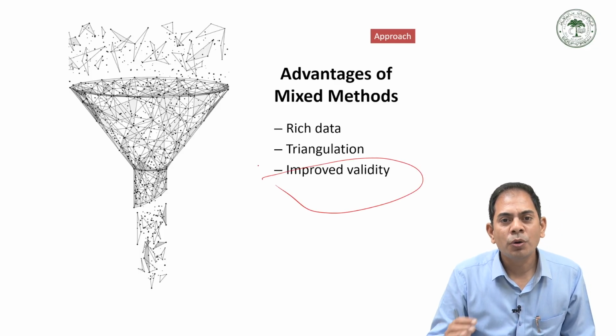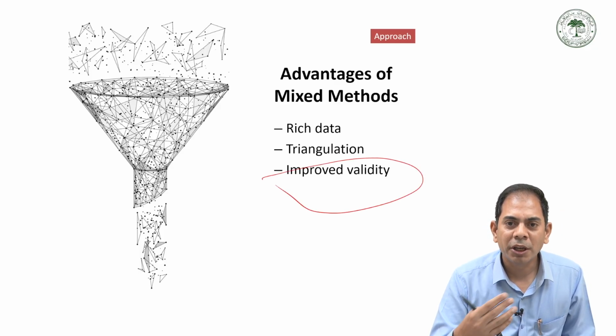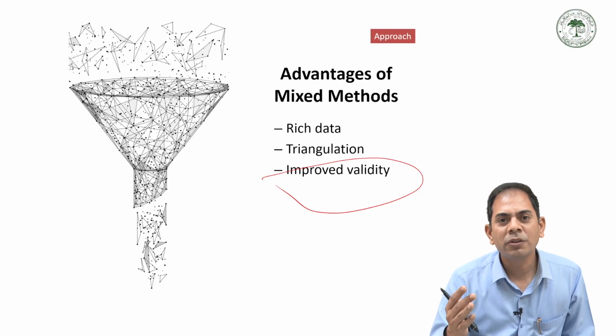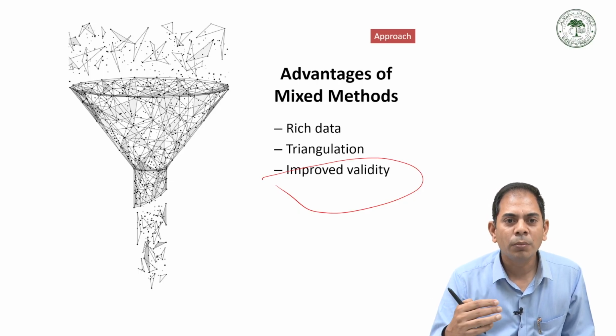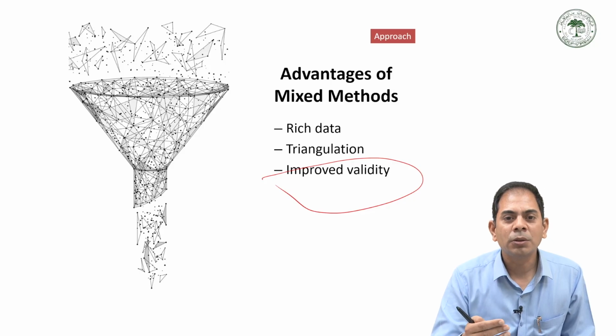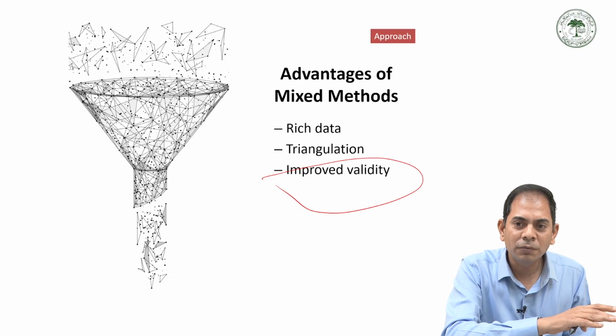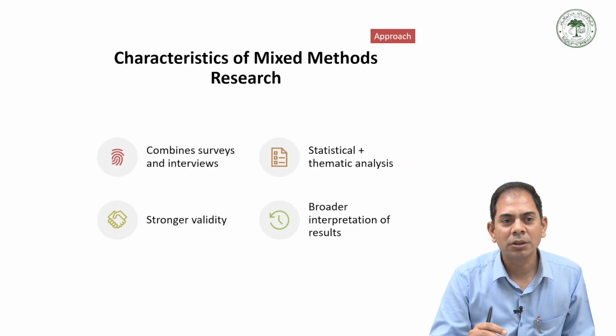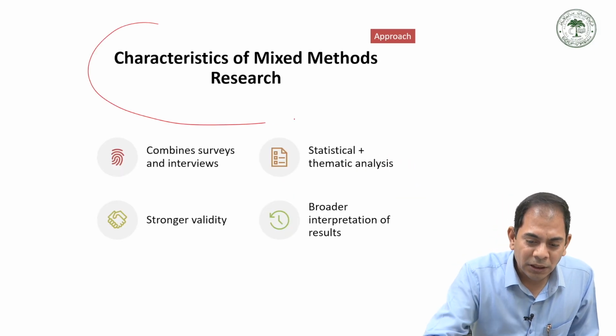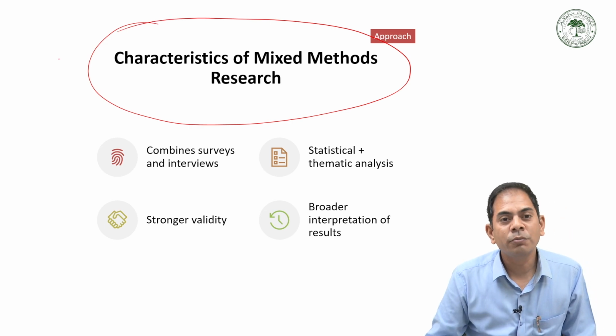Third one is improved validity. Because we use more than one method in our research, qualitative and quantitative, the accuracy of the research increases. The results are more trustworthy and valid. Mixed method research provides rich data and strong evidence with the help of qualitative and quantitative information, and more accurate results.